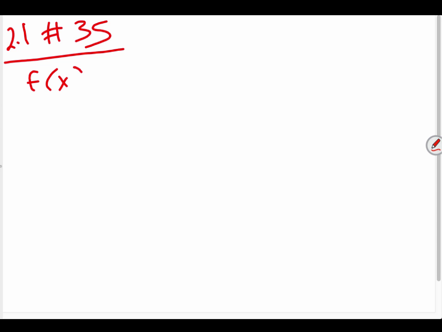All right, for problem number 35, it says the given function. So they gave us some functions. From 2.1, problem number 35, they say that f of x is equal to 3x minus 21. Then they say that g of x is equal to 3x plus 21.